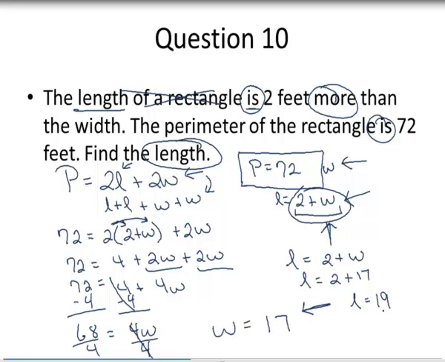And what are the units? Feet. Watch out for those units, because you don't want square feet, do you? You want regular linear feet when you're looking for length and width. Regular linear feet.